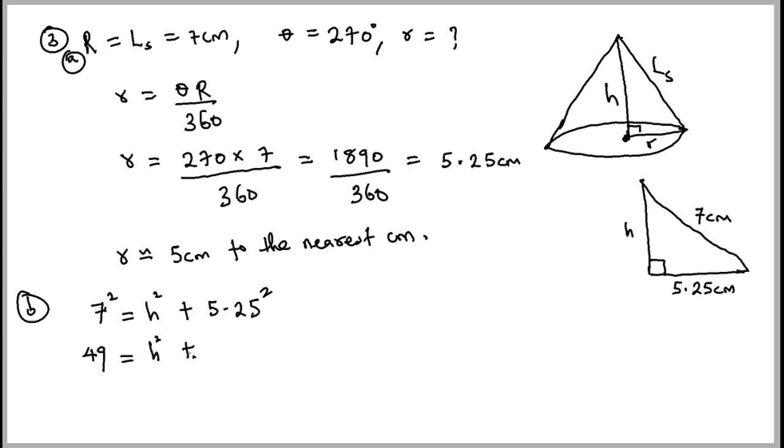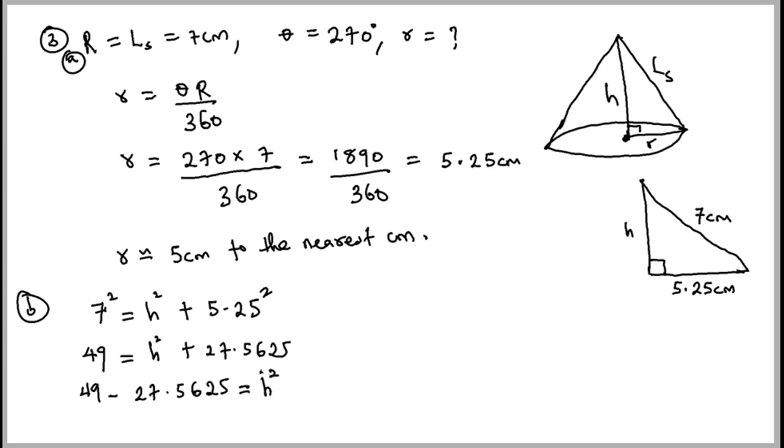5.25 squared is 27.5625. So taking like terms, I will have 49, then plus 27.5625 comes to the left and becomes minus 27.5625. I'll be left with h squared on the right.